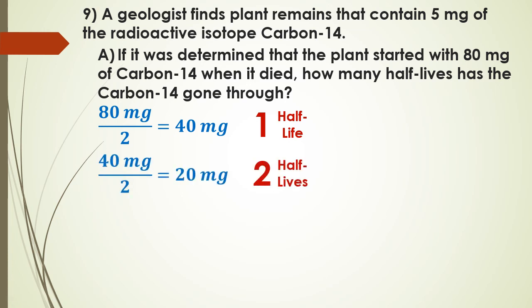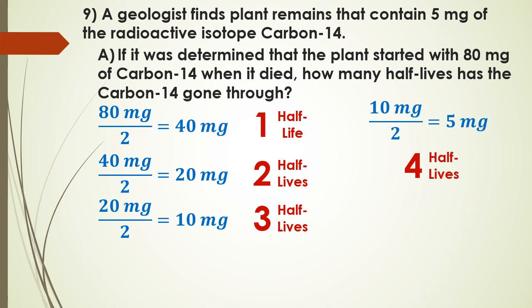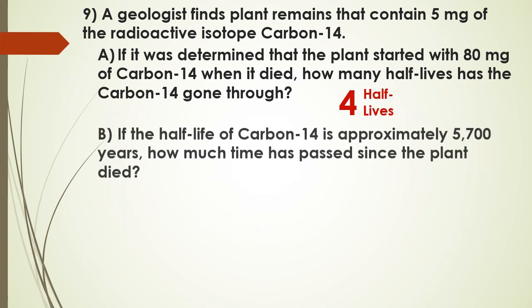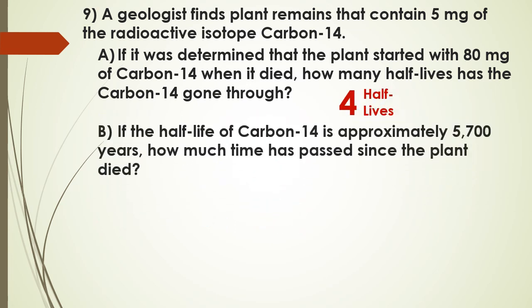Then we divide by 2 again, we get down to 20. That's 2 half-lives. Then we divide by 2 again, we get 10 milligrams, which is 3 half-lives. Then we divide by 2 again, we get down to our 5 milligrams of remains, and that's 4 half-lives. Since that 5 milligrams is what we end up with, that means we have 4 half-lives for the carbon-14. Now, if the half-life is approximately 5,700 years, how much time has passed since the plant died?